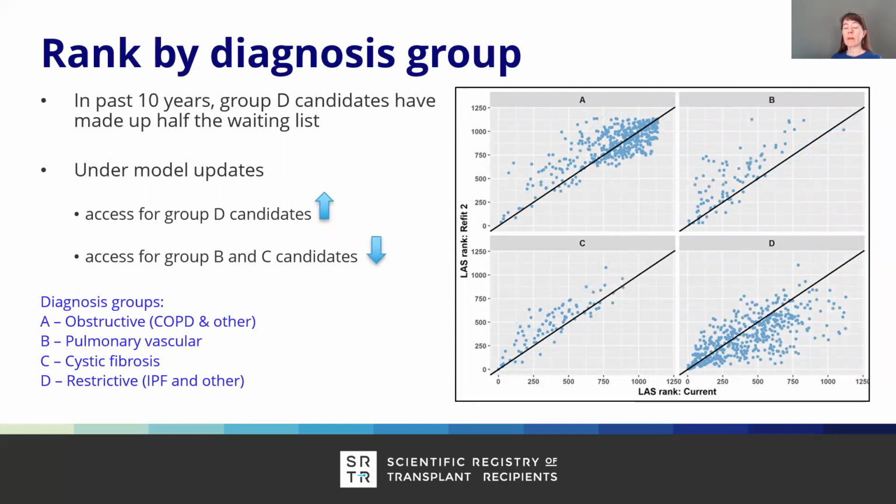When we look at ranks by diagnosis group, we see that under the model updates, access for group D candidates increased while access for groups B and C candidates decreased a bit. In the past 10 years, those group D candidates have made up half of the waiting list, and they do have the highest wait list mortality, which is why they get the increased access under the new models.